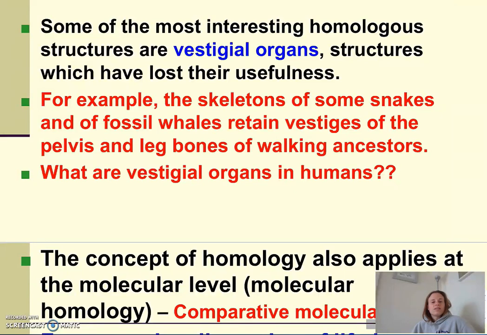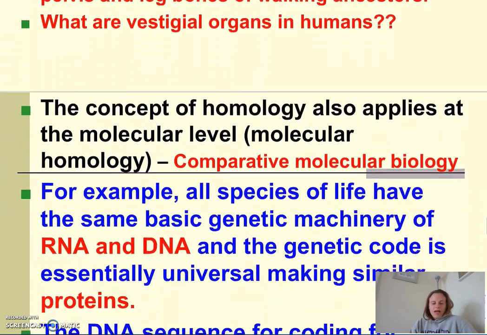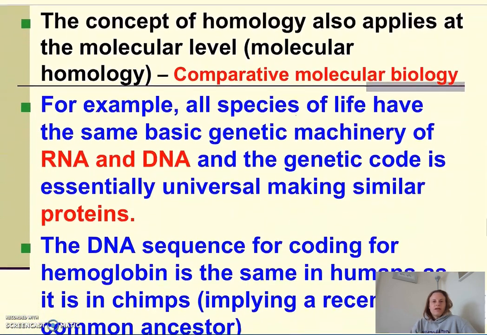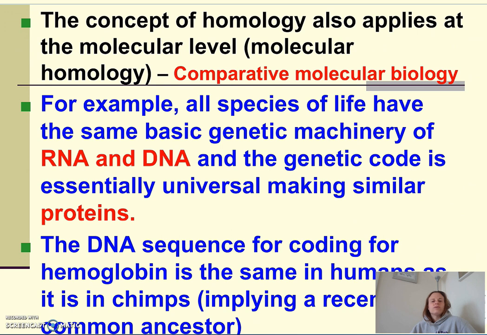Another example of vestigial organs are the pelvis and leg bones of walking ancestors that are found in snakes or whales. Another key piece of evidence that's used to help support Darwin's theory of evolution is comparative molecular biology.